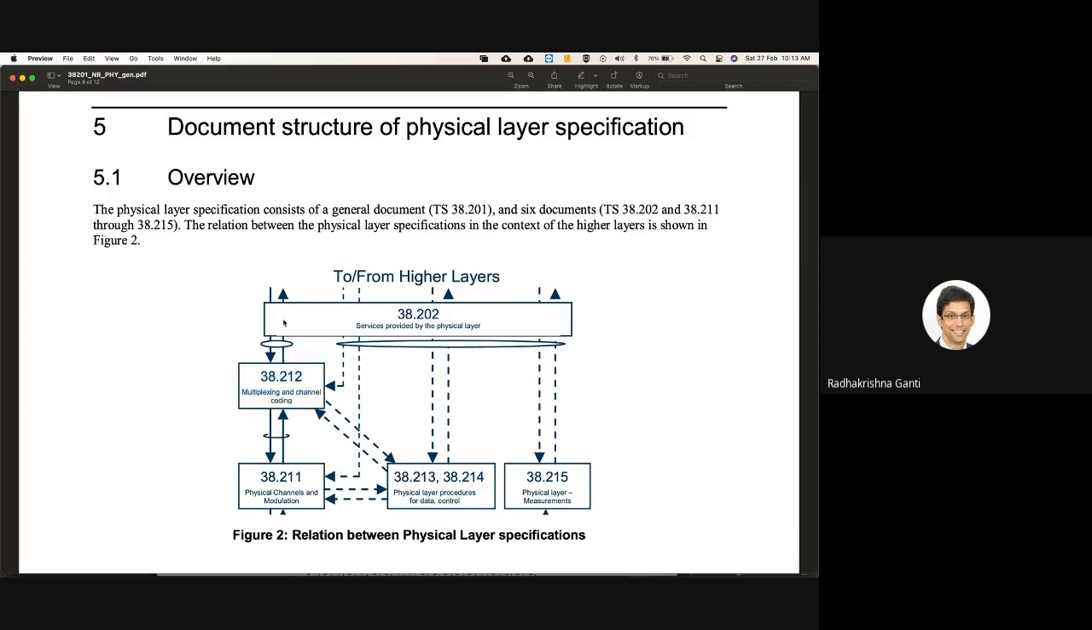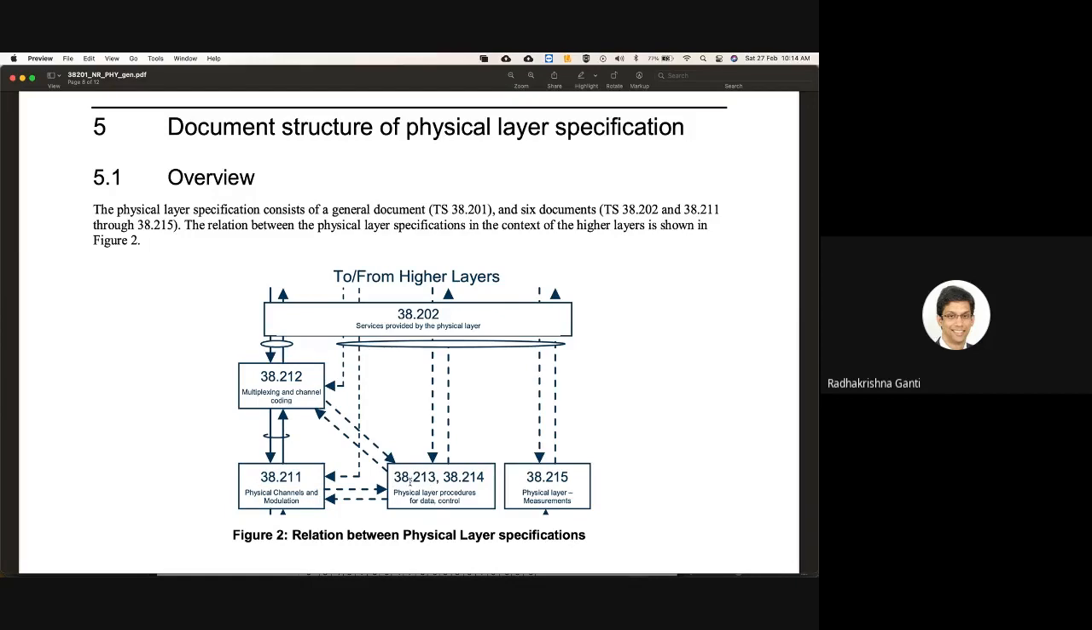38.212, which takes information directly from the higher layers, is the multiplexing and coding. This is where channel coding, LDPC encoders and decoders, and polar encoders are defined. 38.211, which is the most important document from our perspective, talks about the actual physical layer. It talks about the modulation, the reference signals, and the control channel reference signals. All the things related to actual modulation and the physical layer are in 38.211. This is the document on which we are going to spend the most time.